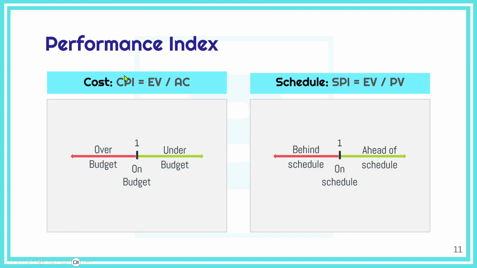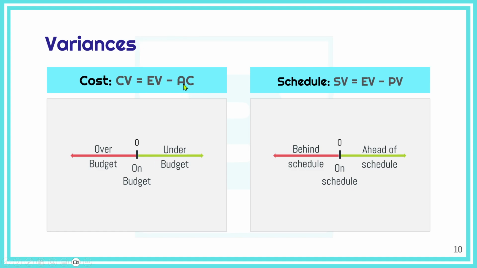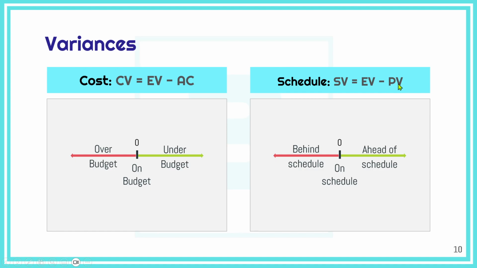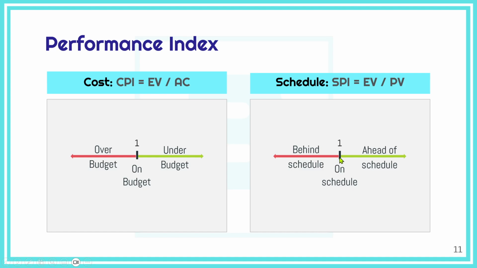How to calculate the cost performance index, which is a type of KPI. So CPI is earned value divided by actual cost. Here it is earned value minus actual cost for the variances, but for the performance index it is divided by. If it's 1, we're on budget. Less than 1, we're over budget. More than 1, we're under budget. And for the schedule performance index, SPI is earned value divided by planned value. Here we subtract, but here it's divided by. If it's 1, we're on schedule. If it's less than 1, we're behind schedule. And if it's more than 1, then we're ahead of schedule. Okay, this is for the cost variance, schedule variance, cost performance index and schedule performance index.